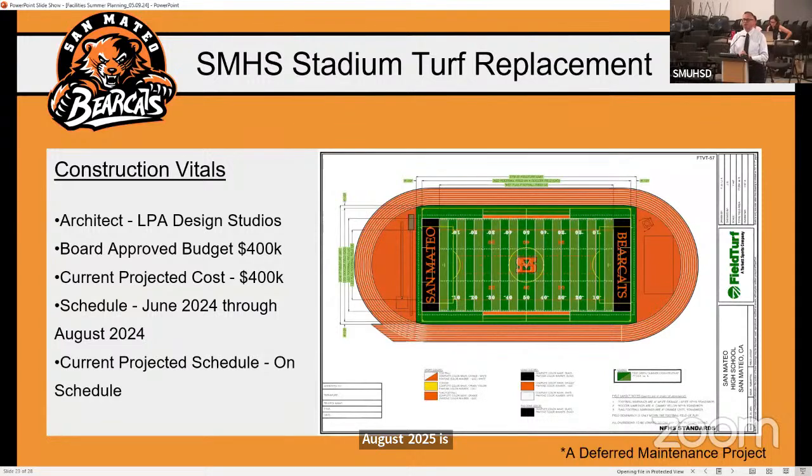San Mateo High School Stadium turf replacement. LPA Design is our architect of record here. And so our approved budget is $400,000. Current projected costs are on target. Our schedule is from June of 2024 through August of 2024. And we're on schedule with this project with procurement of the field and contractors.